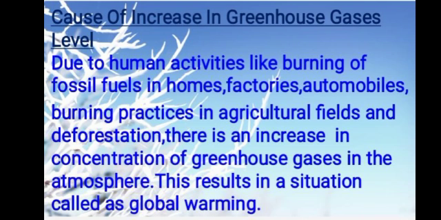Cause of increase in greenhouse gases level. Due to human activities like burning of fossil fuels in homes, factories, automobiles, burning practices in agricultural fields, and deforestation, etc., there is an increase in the concentration of greenhouse gases in the atmosphere. This results in a situation called global warming.